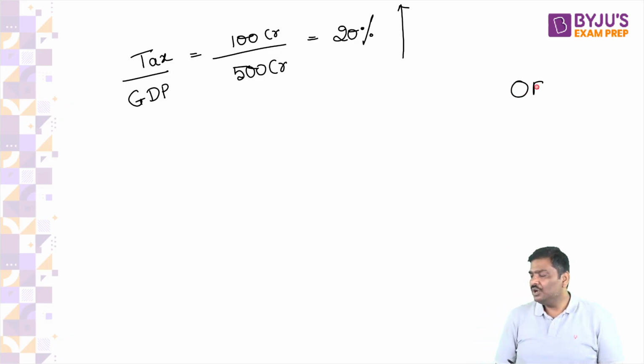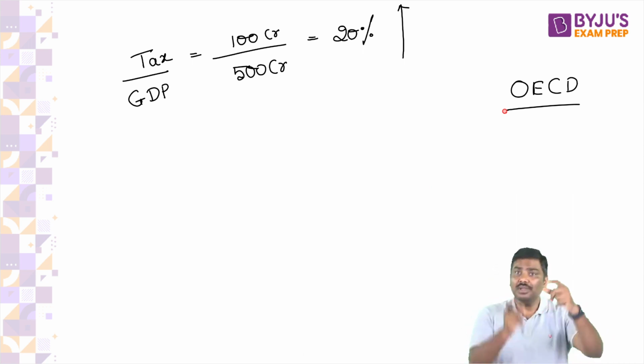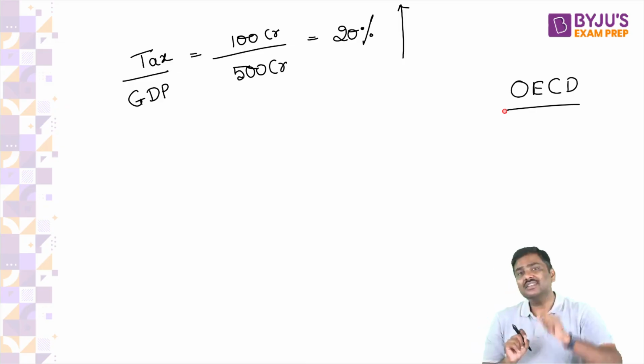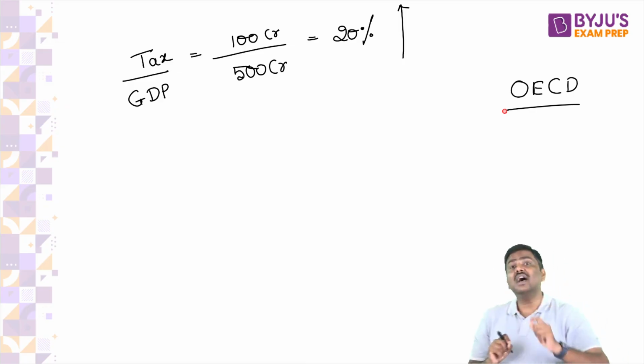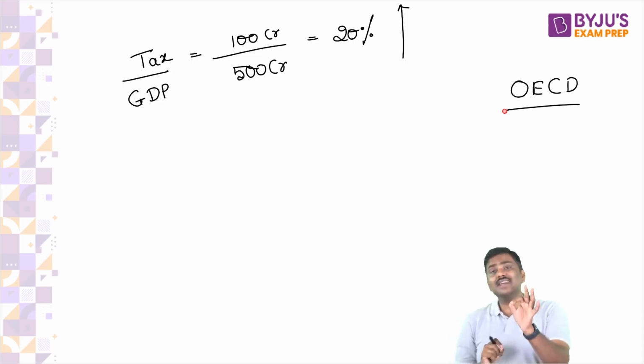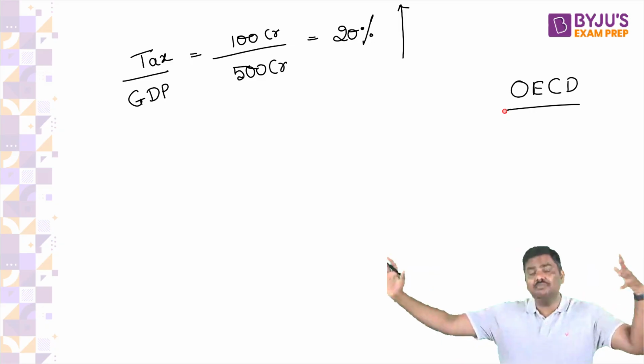Do you remember a group of countries by the name of OECD? If you ask me, sir, you have never used it in the classroom, but yesterday itself I used it. In case of OECD countries, the tax to GDP ratio is around 35%. That's a very, very high number.